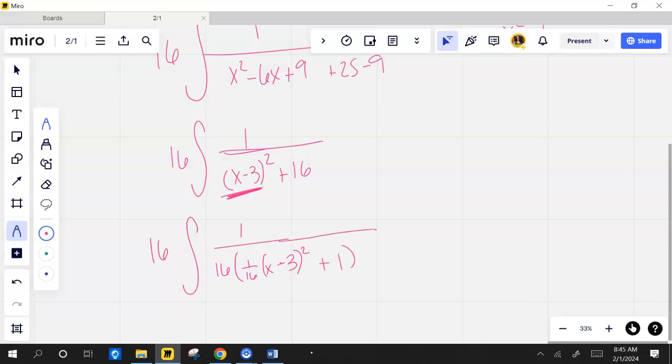I told y'all this one took thought. Okay, I get what you're saying. Yes, I'm backwards distributing, right? That's what factoring out means. I have to have this one to be a 1 in order for this to be inverse tangent. How do I make it be 1? I need to divide by 16, right? But I can't just divide that by 16. I have to divide everything by 16.